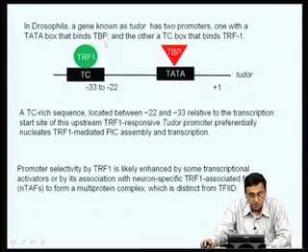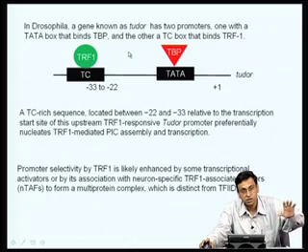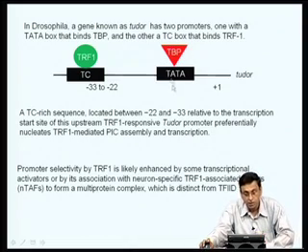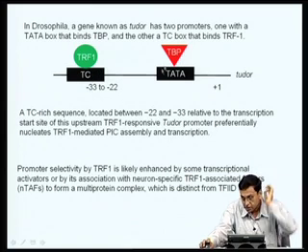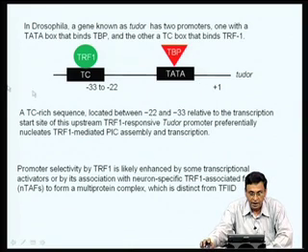For example, in Drosophila, a gene known as Tudor has 2 promoters, one with a TATA box that binds TBP and another with a box called the TC box that actually binds TRF1. So, TRF1 and TBP both belong to the TATA binding protein family, but TBP actually recognizes the TATA sequence, whereas the TBP related factor actually recognizes a different sequence called the TC box. This is present at about minus 33 to minus 22, whereas the TATA box is present much closer to the transcription start site, and this T-rich sequence located between minus 22 and minus 33 relative to the transcription start site serves as the binding site for TRF1.